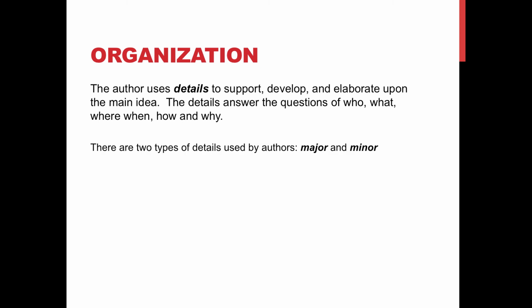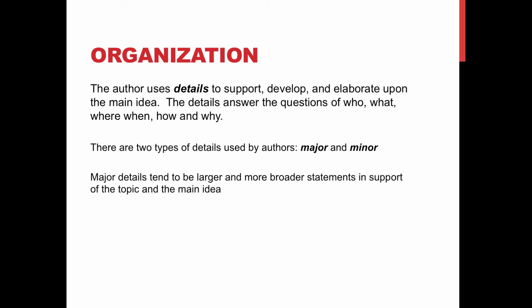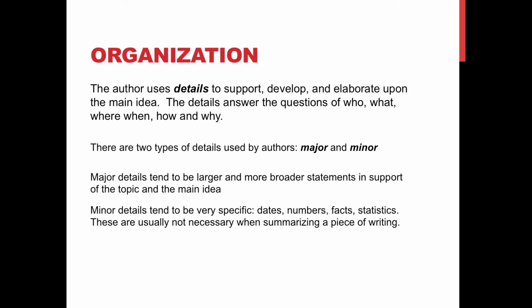There are two types of details used by authors. There are major details and minor details. And your job is to figure out what is the difference between the two. Major details tend to be larger and broader statements in support of the topic and the main idea. Minor details tend to be very specific. They're dates, numbers, facts, statistics. These are usually not necessary when summarizing a piece of writing.